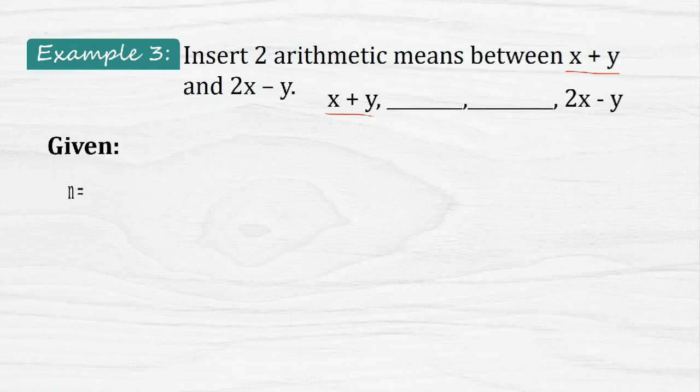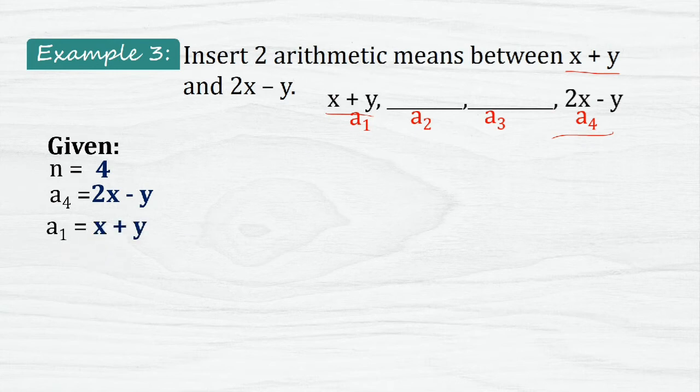Okay, so n here is 4. A sub 1, A sub 2 is the first arithmetic mean, A sub 3 is the second arithmetic mean, and the last term is A sub 4. Then our A sub 4 is 2x minus y. Our A sub 1 is x plus y.